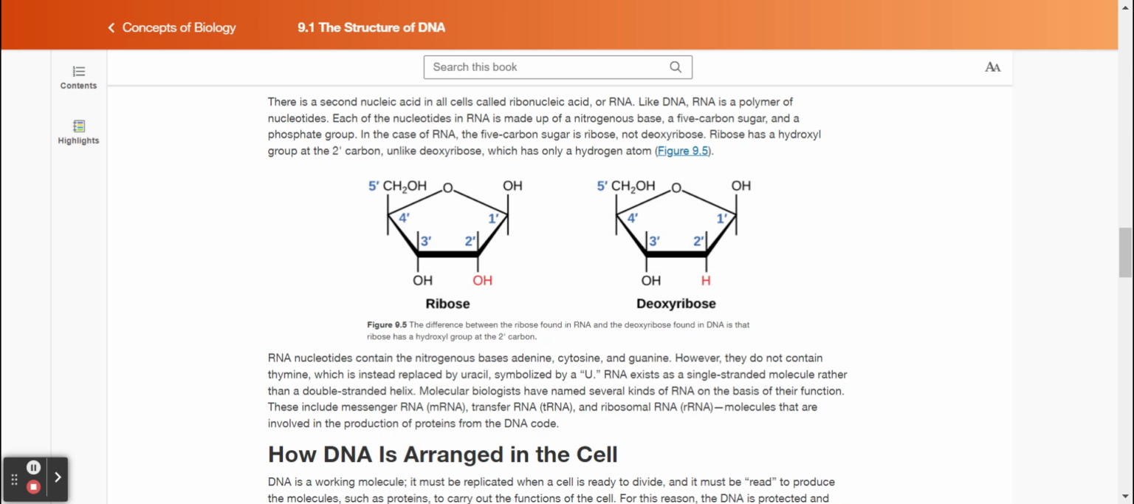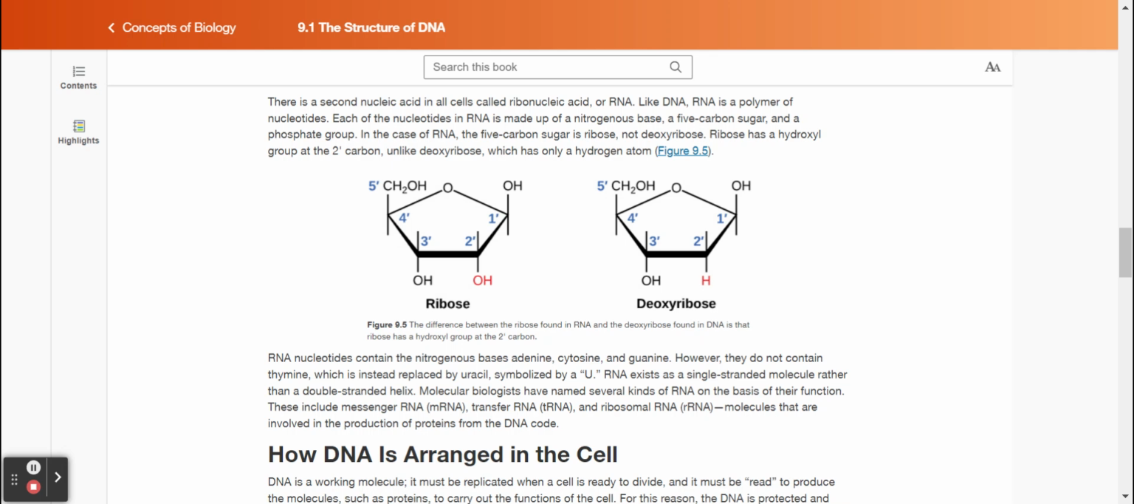RNA nucleotides contain the nitrogenous bases adenine, cytosine, and guanine. However, they do not contain thymine, which is instead replaced by uracil, symbolized by a U. RNA exists as a single-stranded molecule rather than a double-stranded helix.